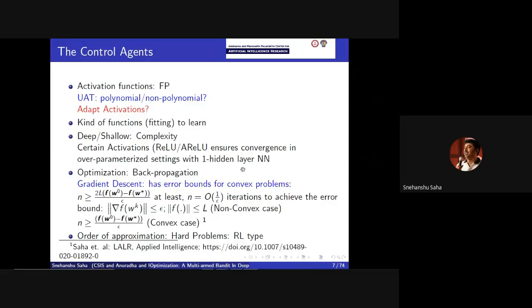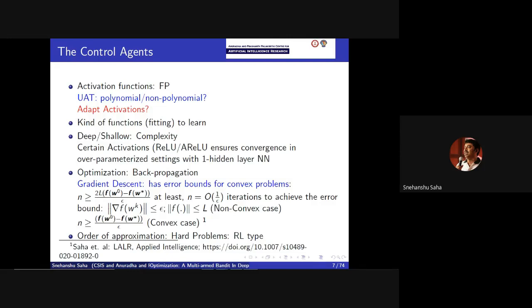Okay. Anyway, so just quickly. Basically you have some control agents, activation functions, backpropagation, and optimization, which, as you can see, forms a very important backbone of training neural networks, for convex cases and for non-convex cases as well. And we have some error bounds for both convex and non-convex problems, which we showed last year. Even for mean absolute error, we can achieve an error bound, at least a lower bound of error, and there is also an upper bound on the number of iterations to converge.